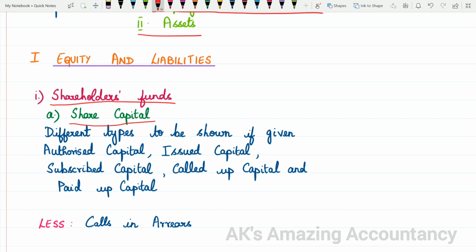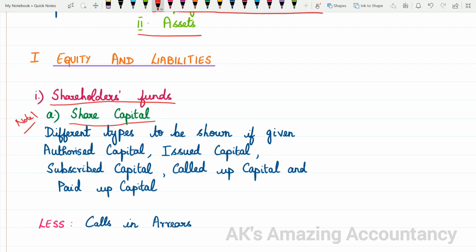So this you will be preparing as a note. Okay. So actually in the balance sheet, one column is for note number. So in the note itself, you will be doing all the calculations and the final amount only will be taken to the balance sheet. So this will be note 1 actually. Okay. We'll have this as note 1.